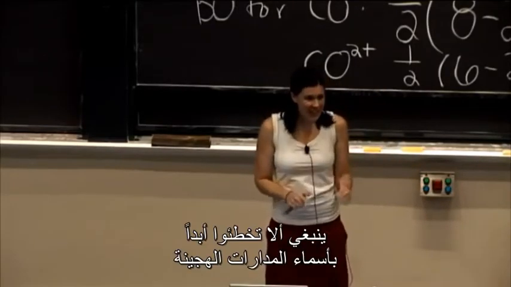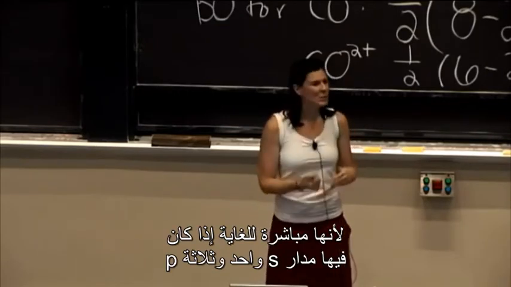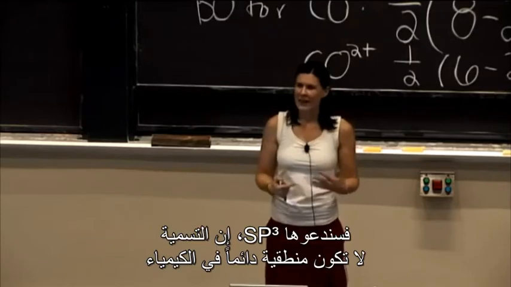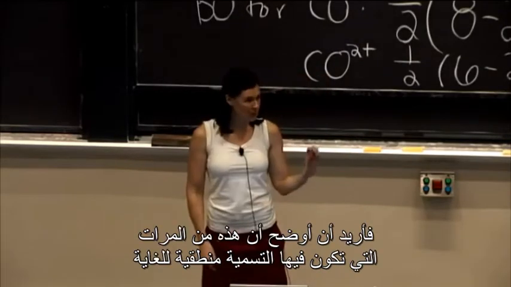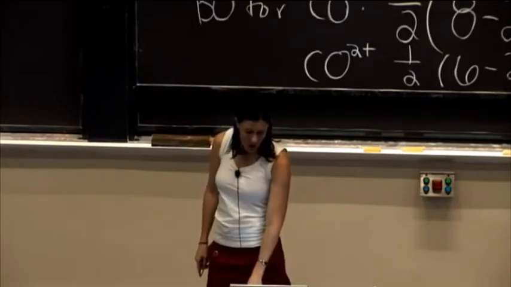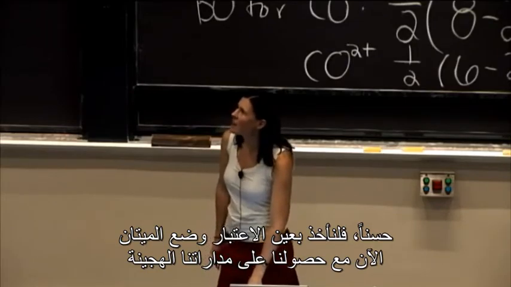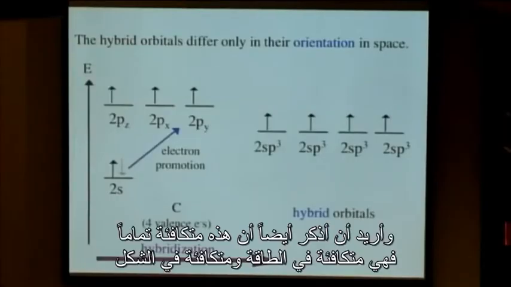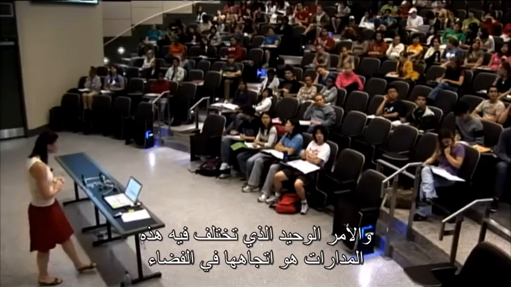You should never get the names of hybrid orbitals wrong, because it's very straightforward. If it has 1 s and 3 p's, we call it sp3. Naming doesn't always make sense in chemistry, so I like to point out this is a place where naming does make a lot of sense. All right, so let's consider our methane situation now that we have our hybrid orbitals. So I want to mention also, these are exactly equivalent. They're equivalent in energy. They're equivalent in shape. The only thing that is different about these orbitals is their orientation in space.